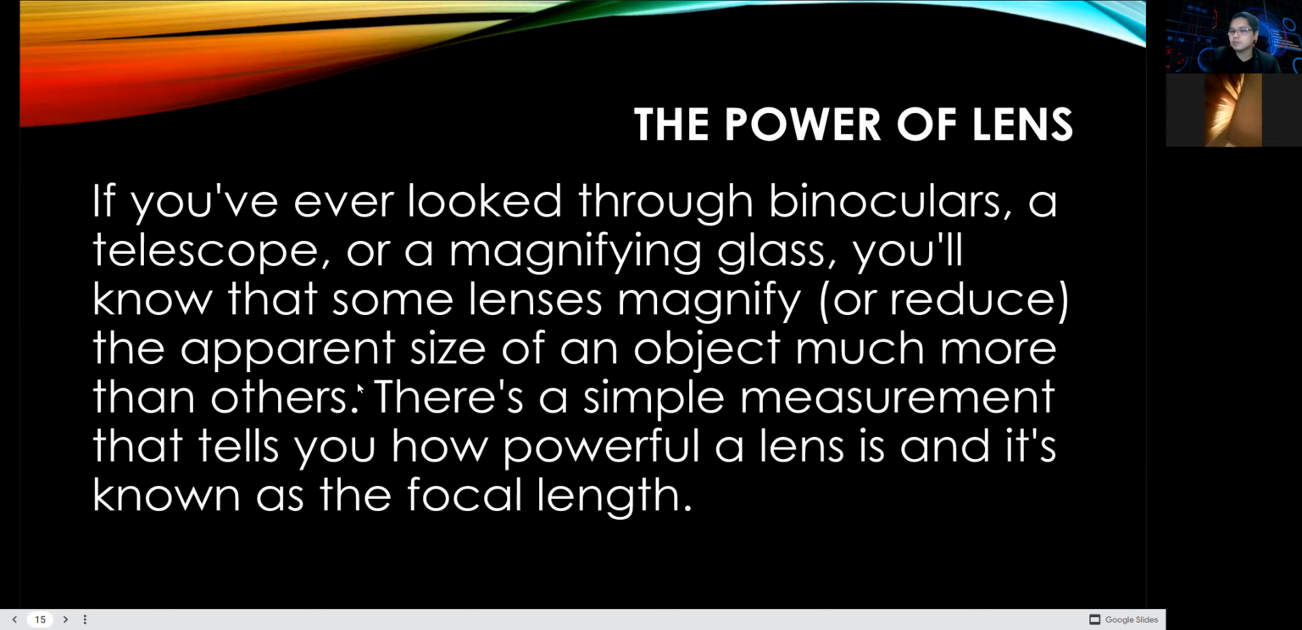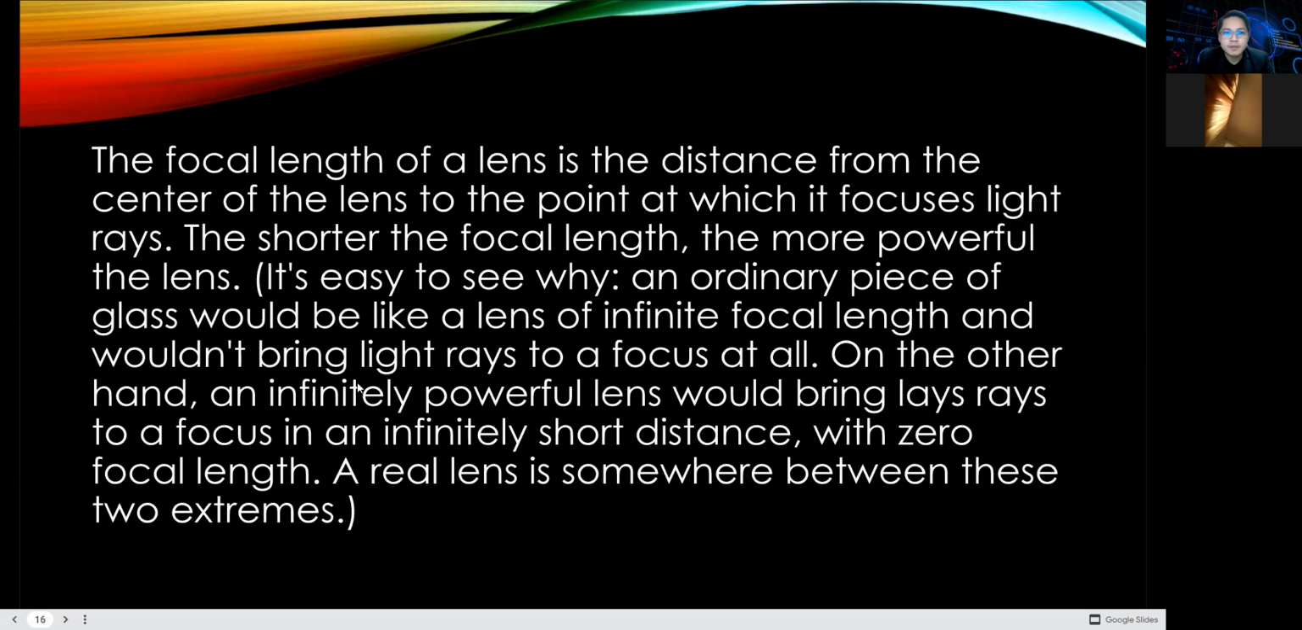Okay, as a photographer, I usually also use focal length. Okay, focal length in determining the distance of, or the capacity of my lens. Okay, camera lens, right? The focal length of a lens is the distance from the center of the lens, okay, we're looking at the center of the lens, to the point at which it focuses light rays. The shorter the focal length, the more powerful the lens is, right?